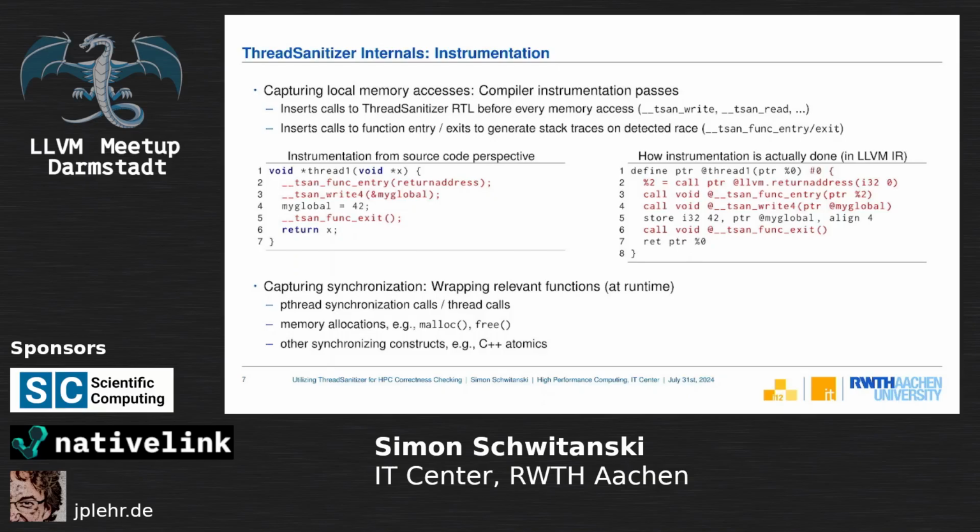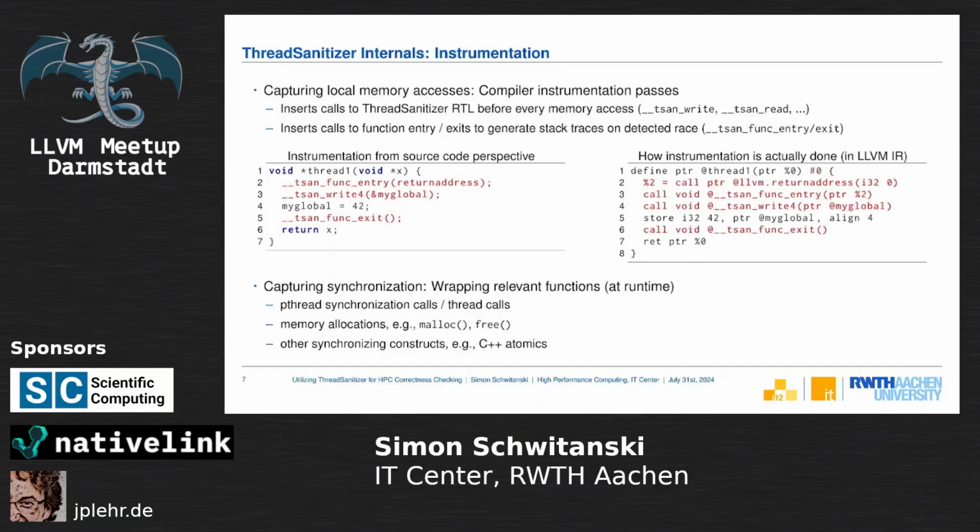When is the thread created? When is the pthread barrier called? And we also have to think about memory allocations to understand, I will later on talk about that shadow memory is used, we have to instrument that, or other synchronization constructs. For example, we have to think about C++ atomics that could lead to some synchronization.